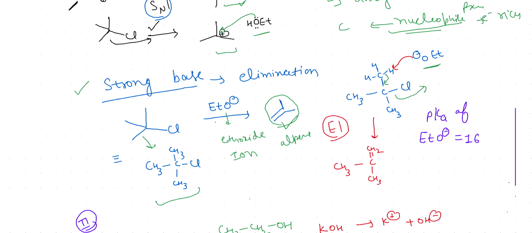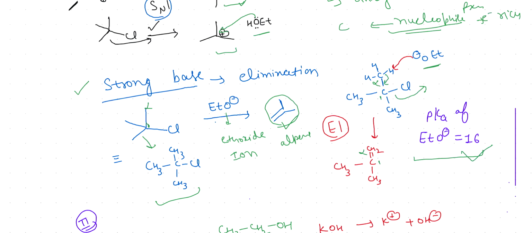This is the alpha carbon. So there is formation of a double bond between the alpha carbon and this carbon. You can number it as 1 to remove confusion: 1 and the alpha carbon. So there is a formation of a double bond. So the first condition is that the nucleophile should be a strong base to favor elimination. Here, what is the pK value of ethoxide ion? That is 16, meaning it is acting as a strong base.